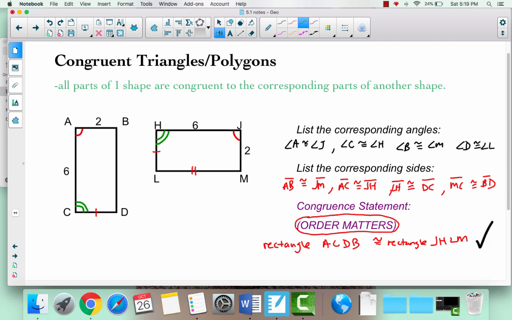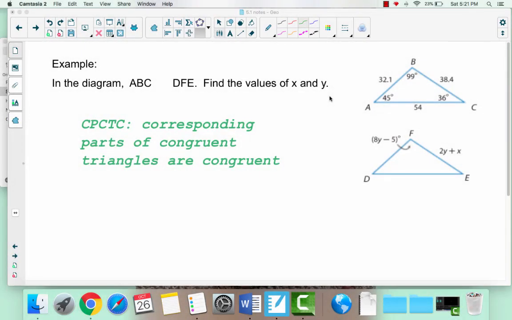So this is a good congruent statement, and we'd be good to move on. We're going to use this concept of congruent polygons or triangles to help us solve for missing angle measures, missing side lengths, and then also when we later do some more proofs. Let's look at our first example using congruent triangles.